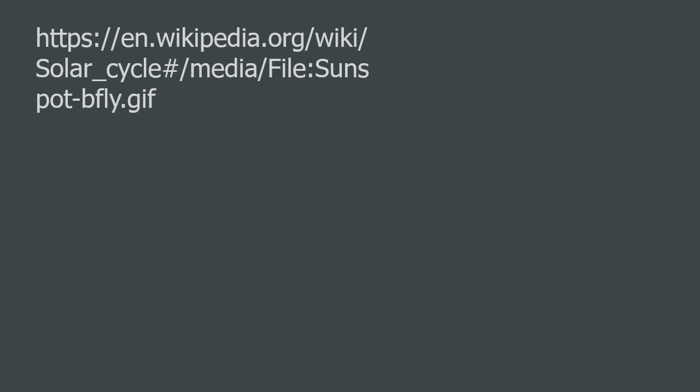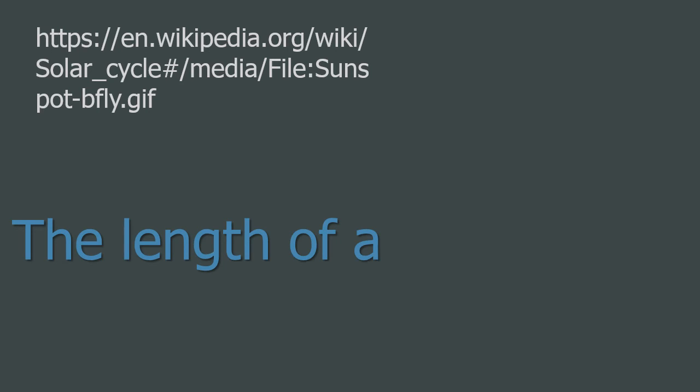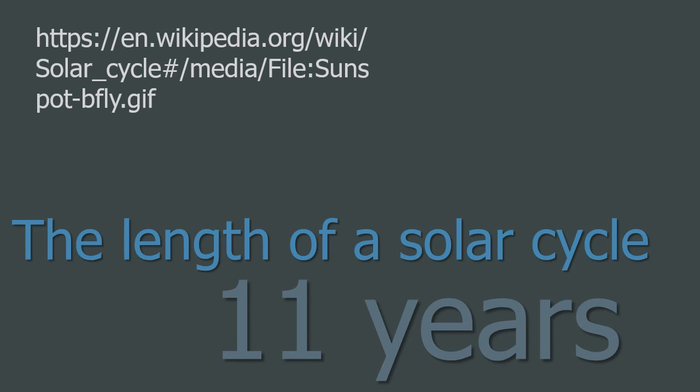On the butterfly diagram, it is possible to see that the sunspots come in a cycle. The length of that sunspot cycle, or the solar cycle, is 11 years. The diagram can be extended to see the number of sunspots included in each cycle too.